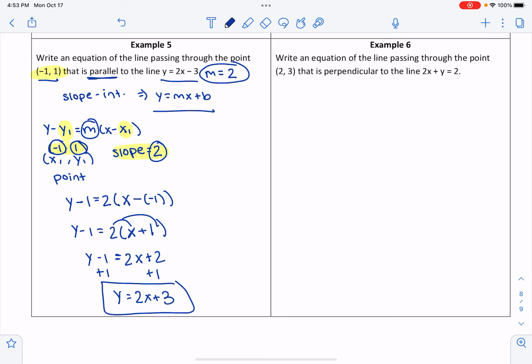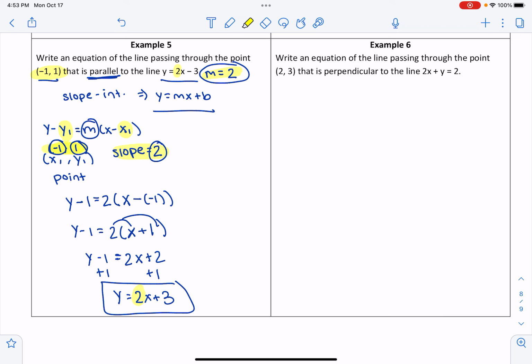So now we have the equation y equals 2x plus 3, which is in slope-intercept form. That's parallel to the given line. So again, y equals 2x plus 3, our slope is 2. Down here, y equals 2x plus 3, our slope is still 2. These lines are parallel, but now it goes to the point negative 1, 1.